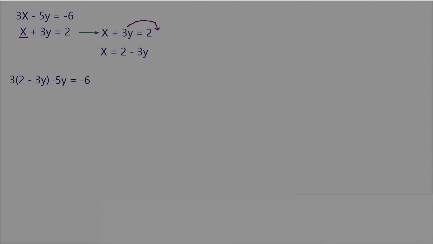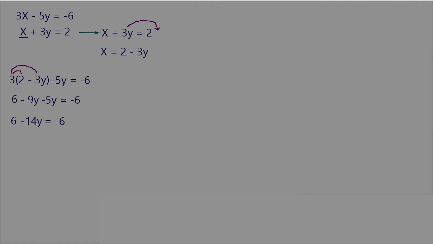We want to now clear the brackets. 3 times 2 equals 6. 3 times minus 3y equals minus 9y. We write back behind minus 5y equals minus 6. Minus 9y minus 5y are like terms. Minus 9y minus 5y equals minus 14y. We write back the equal sign and a minus 6.